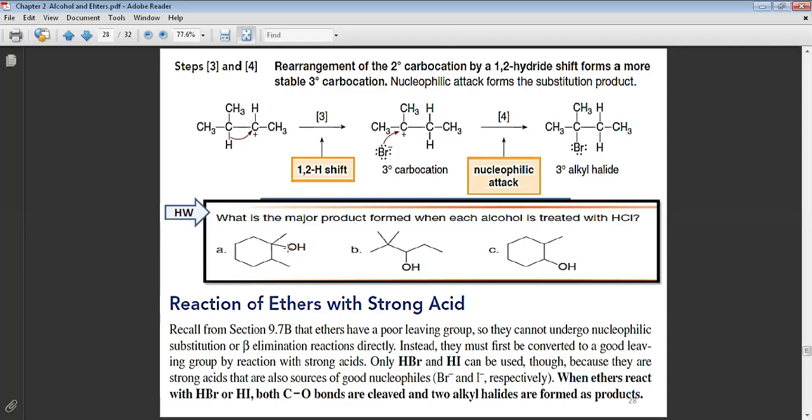Now here is the homework. What is the major product formed when each alcohol is treated with HCl? That means you have this alcohol with HCl, this alcohol with HCl, and this alcohol with HCl. That means all of these will be by SN2? No, because none of them is primary. It is secondary and tertiary. That means all of them will be SN1.